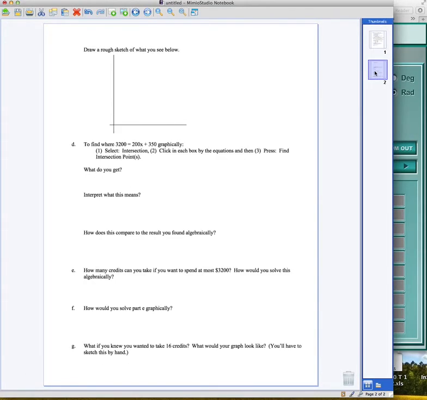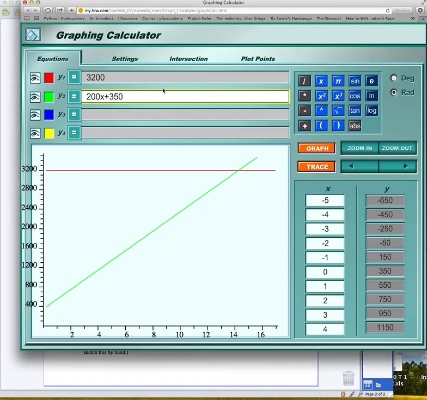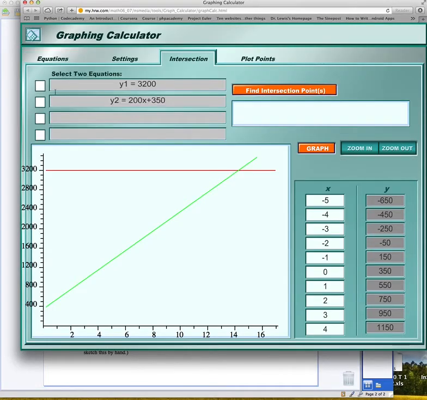Now let's go to my next page. It says to find where they are graphically. It shows how to do that. So what do you get? So let's go to intersection. Click these two and click find intersection. And you see that it says 14.25 and 3,199.999. That's a glitch in the system. It should be 3,200, but it's 14.25.